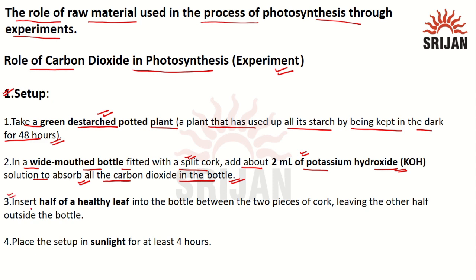In the third step, insert half of a healthy leaf into the bottle between the two pieces of cork, leaving the other half outside the bottle. So in the third step, we have to insert half of a healthy leaf into the bottle between two pieces of cork, leaving the other half outside the bottle.